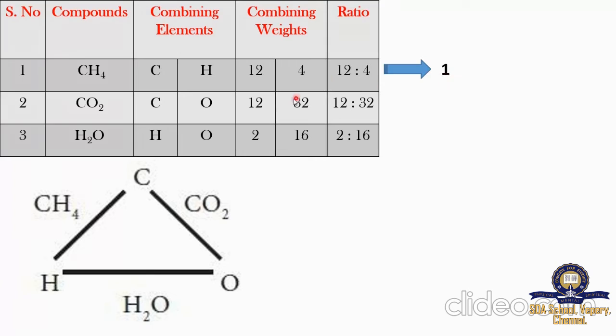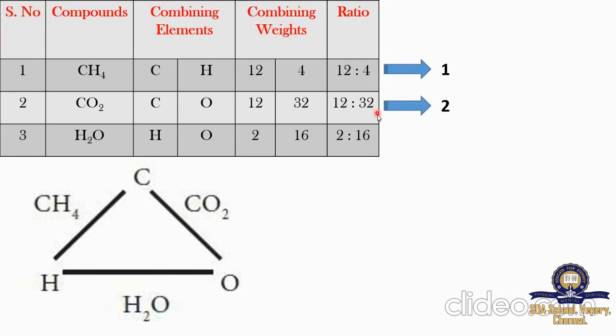Okay, now let us take the next combination, CO2, carbon dioxide. Here the combining elements are carbon and oxygen. The mass of carbon is 12. The mass of oxygen, we know it is 16, but in carbon dioxide we have 2 atoms of oxygen, so 2 into 16, which gives 32. Thus the ratio would be 12:32. Let us consider it as the second equation.